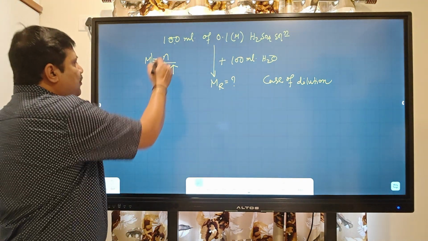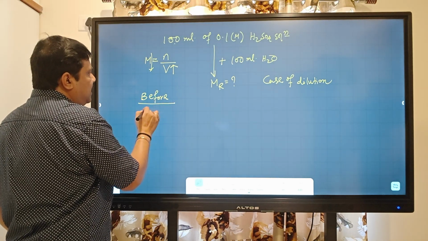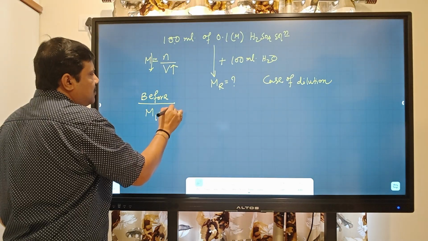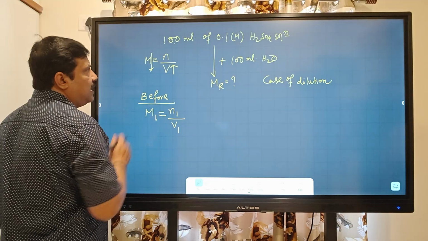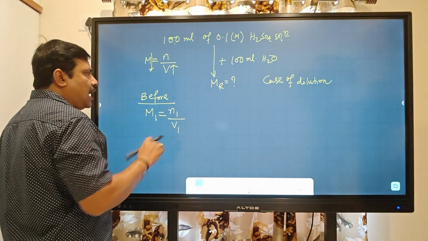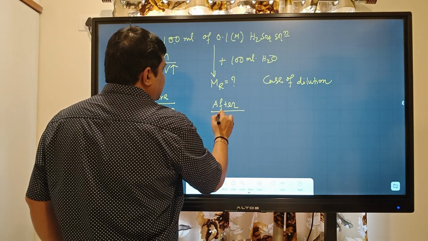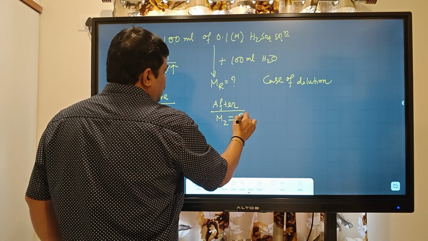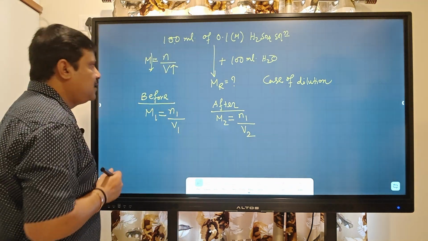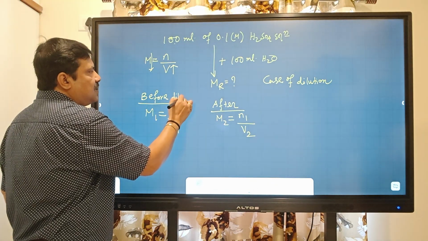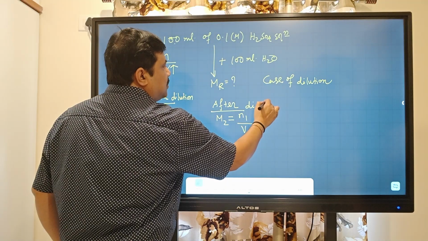Now, before dilution, the molarity is M1, which is the number of moles of solute N1 divided by the volume of the solution in liters, V1. After dilution, the molarity is M2, the number of moles of solute is the same, and the volume of the solution is now V2. This is the situation before dilution, and this is the situation after dilution.